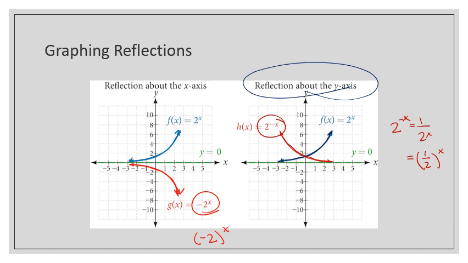Okay, this is actually not an exponential function because we have the restriction that the base must be a positive value. Okay, so this negative is out front. It's not with the 2. The base is still 2. So you raise 2 to the x power and then just take the opposite. So you get only negative values back.